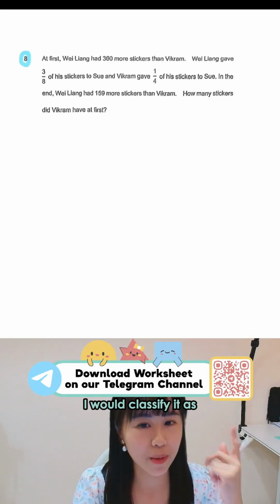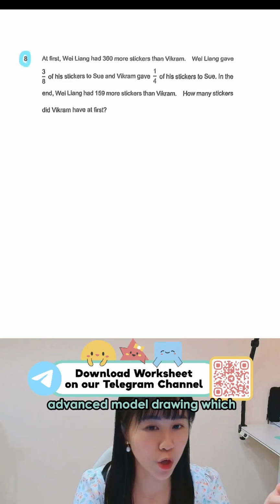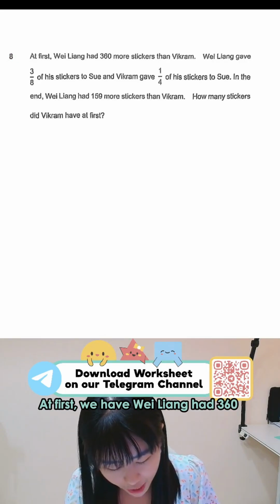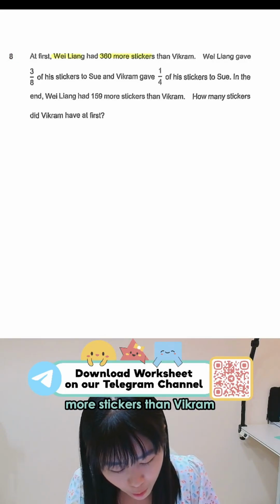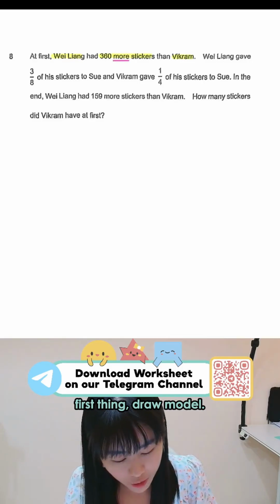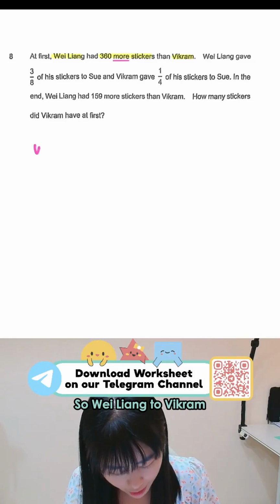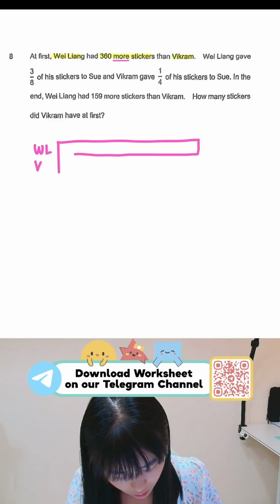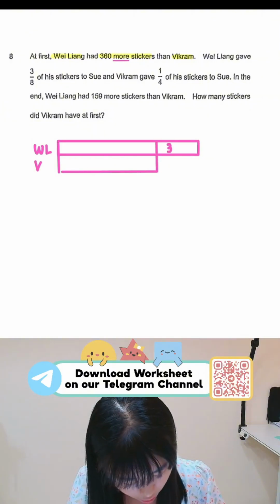Okay, this concept I will classify as advanced model drawing, which, to be honest, is really quite hard. At first, we have Wei Liang had 360 more stickers than Vikram. So whenever you see the keyword more, first thing, draw a model. So Wei Liang to Vikram. Let me just draw the model, 360.